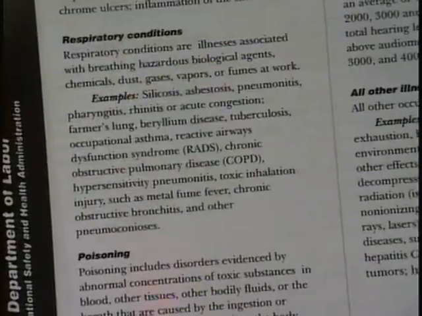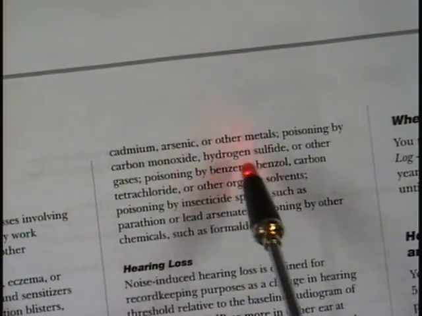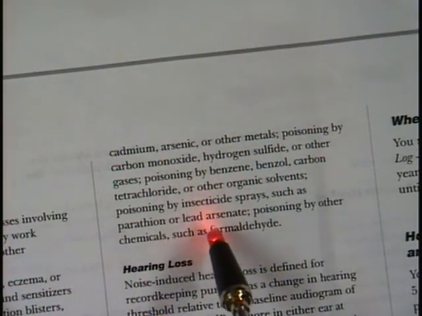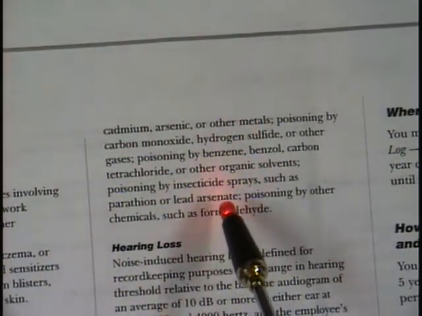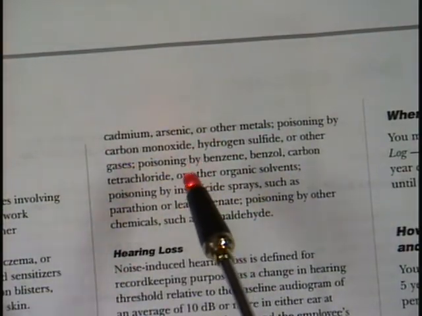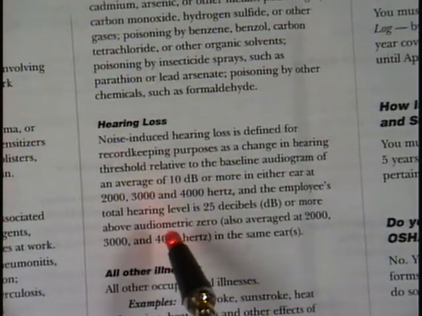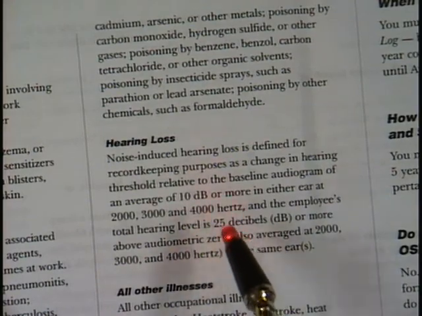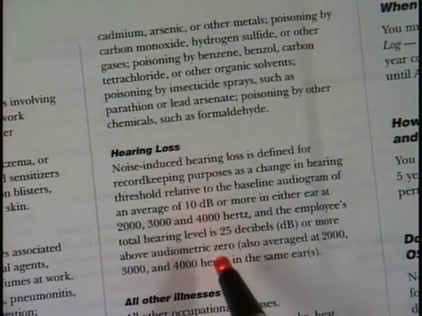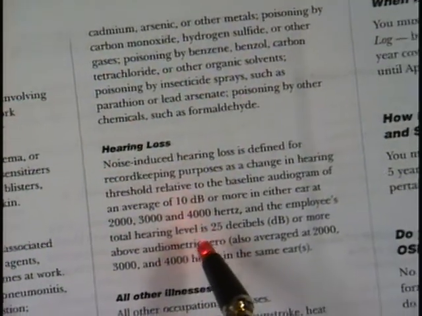Column M4 are for poisonings, such as poisoning by lead, mercury, cadmium, arsenic, or other metals. Also includes insecticide sprays. Any situation like that, any type of poisoning, you are required to put a check mark in column M4. Column M5 are hearing loss cases. I will be going into detail on hearing loss cases. Just wanted to point this out. If you do have a recordable hearing loss case, you must put a check mark in column M5.